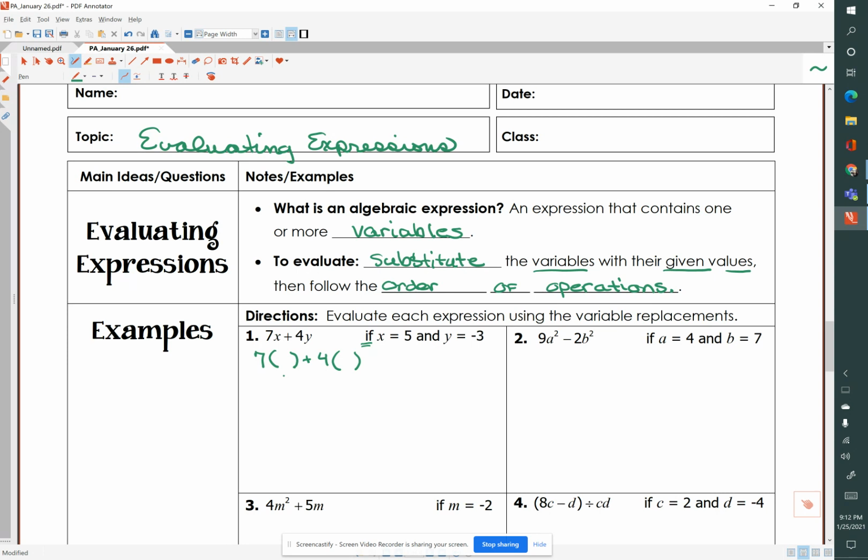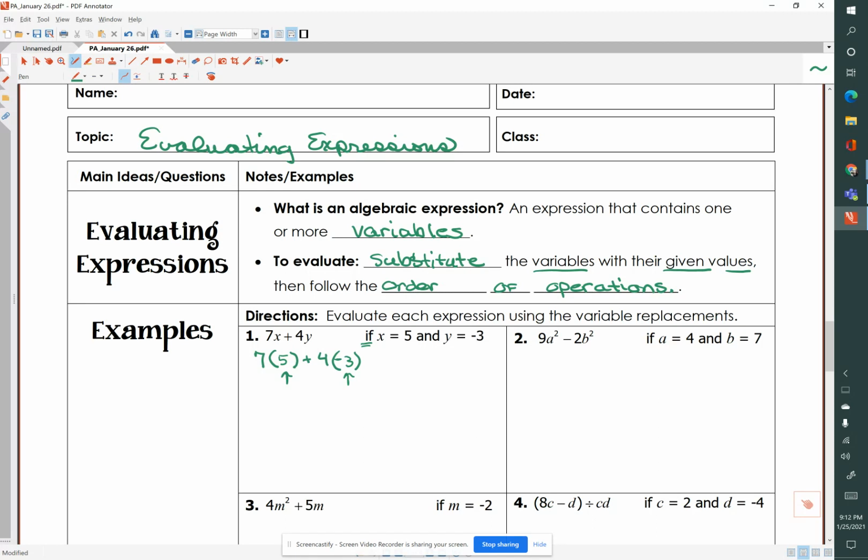Now, we had an x in this first space, and here it says x equals 5, and we had a y in the second space, and it says y equals -3. One great reason to use parentheses when you substitute is to keep those negative signs orderly. So this is 4 times -3. If we didn't have the parentheses, you might think it was 4 minus 3, and that's an entirely different thing.